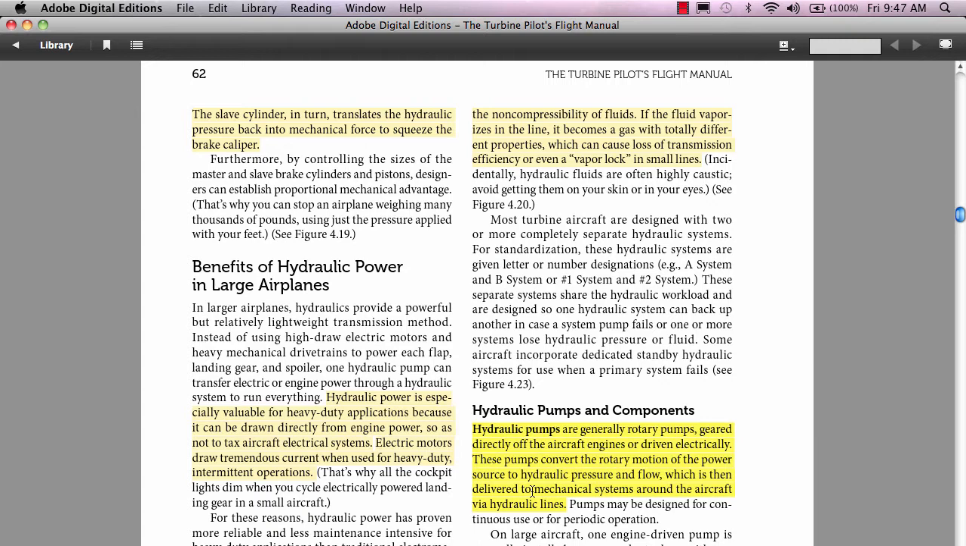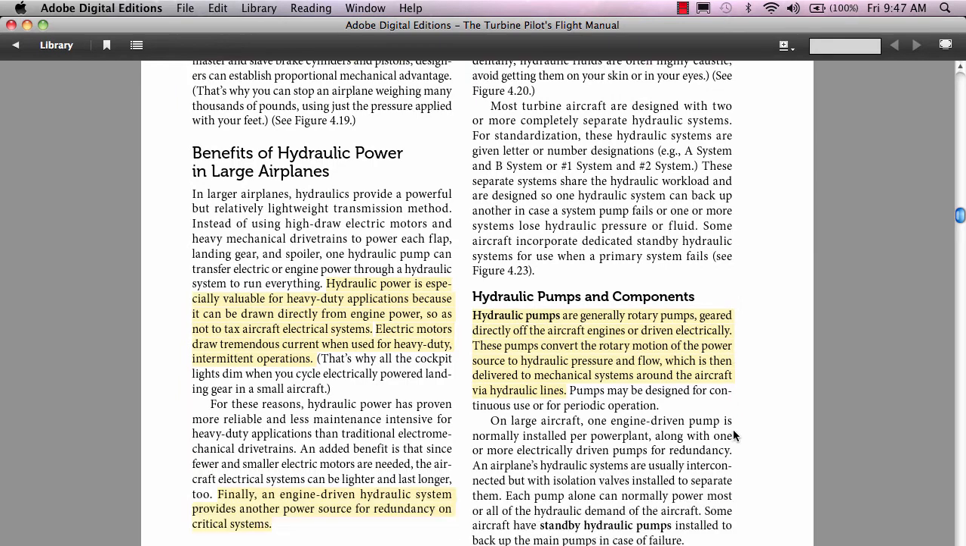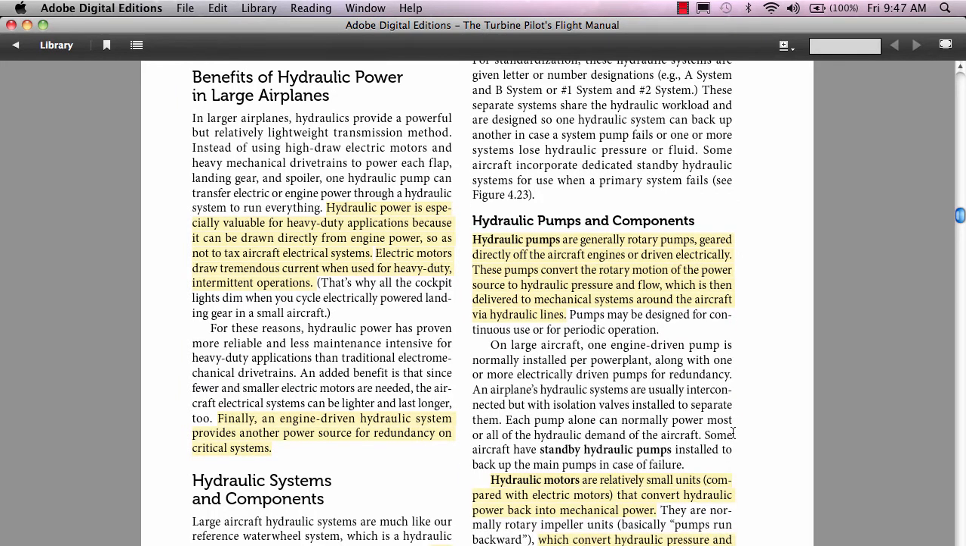Okay, let's go to the next page here. Well, gee, we've got a few other questions down at the bottom here. That's the trouble when you don't have the whole page.